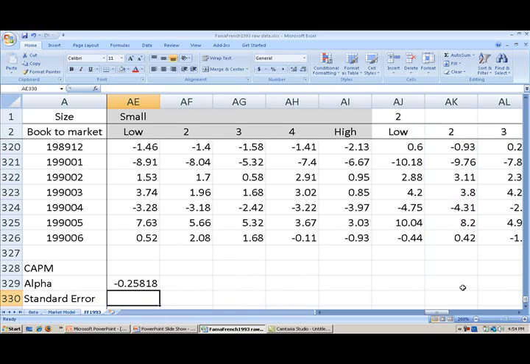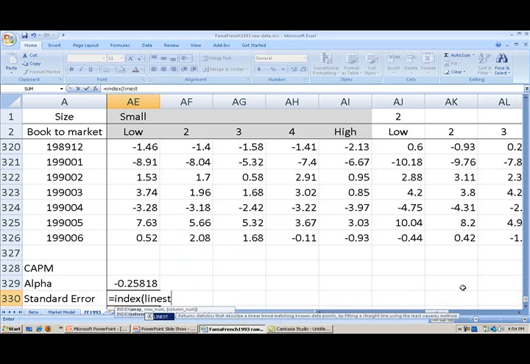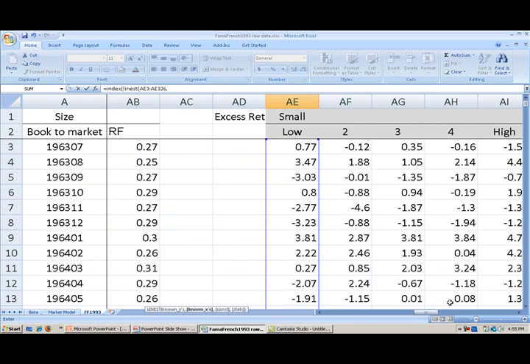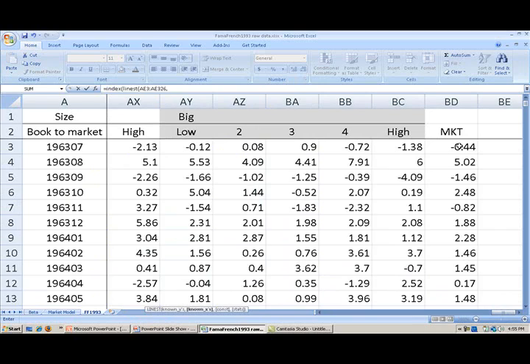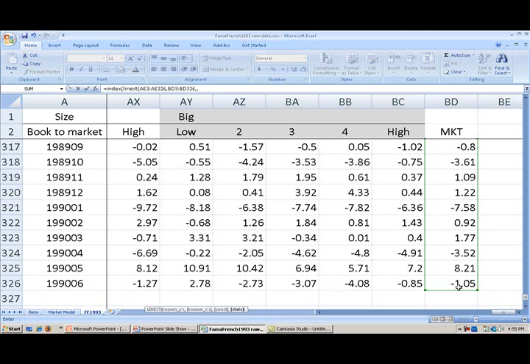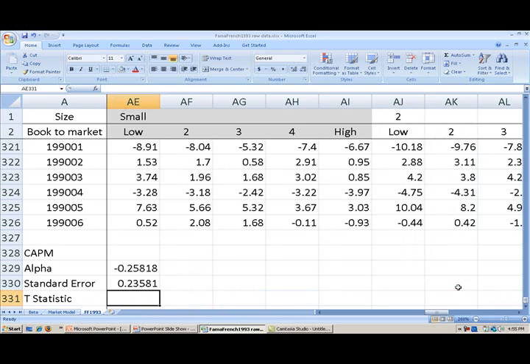We need to do the same for the standard error. So we're going to use the INDEX function again and the LINEST function. We'll select the Y's. We'll select the X's. We want to include a constant. We want to have statistics. In the INDEX function, we now want to look in row 2, column 2. Close brackets, hit return.